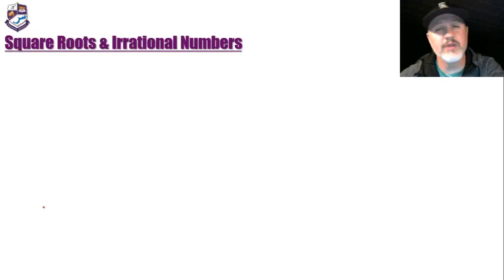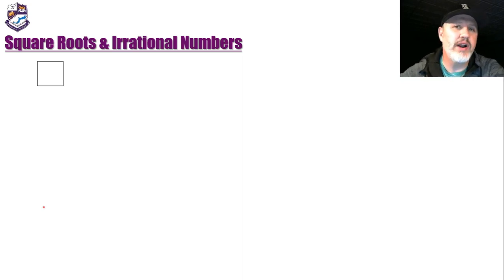All right, hi everybody. We're going to be learning about square roots and irrational numbers in this section. All right, so let's get started. Let's take a look at this square. Let's pretend the square has a side that has a value of 1 unit.